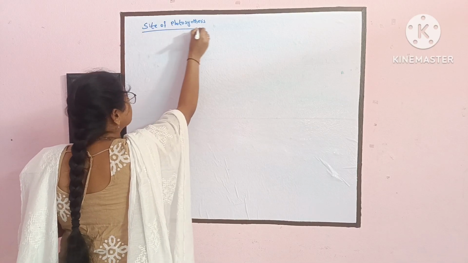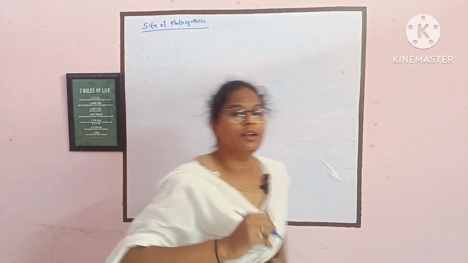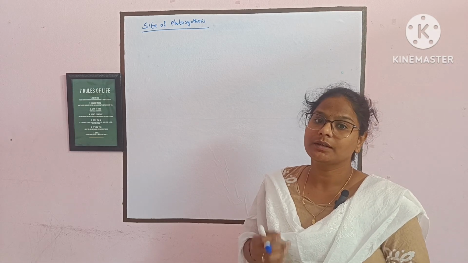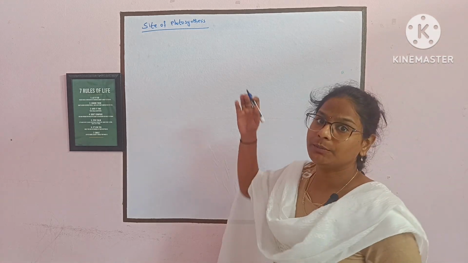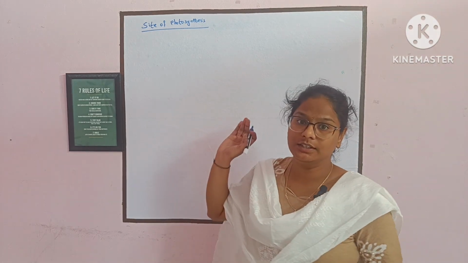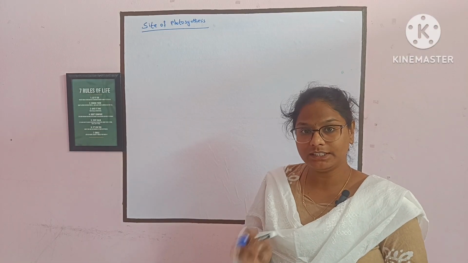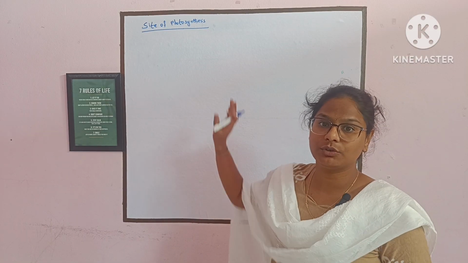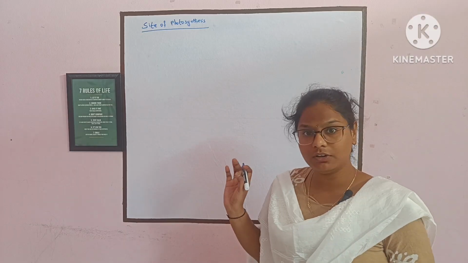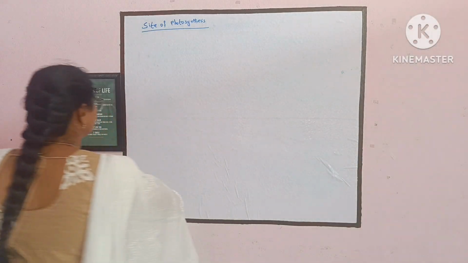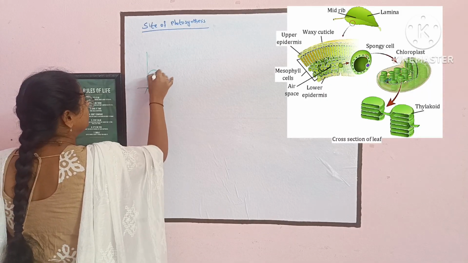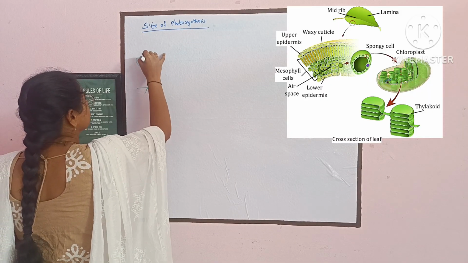So where does photosynthesis take place? In our primary classes we read that the green parts of a plant perform the process called photosynthesis, that is leaves and green branches. So where the green part is, photosynthesis is going to take place. We all know that. Now I'm drawing the plant which consists of green leaves.